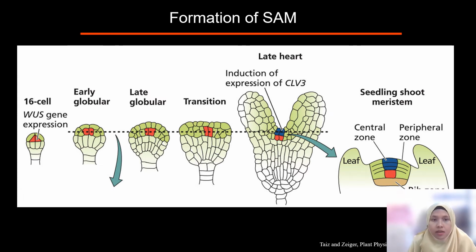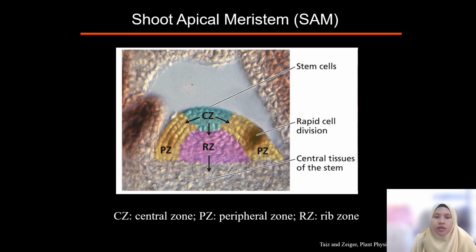promotes the formation of the shoot, through the shoot apical meristem. Okay, so this figure shows clearly the shoot apical meristem, where this is the stem cells and this is where the rapid cell division happens. So this is the central tissue of the stem, and jadi inilah yang akan keluar, akan jadi shoot.